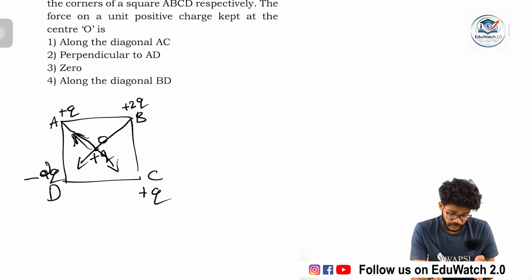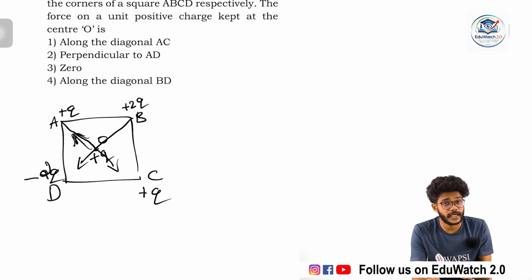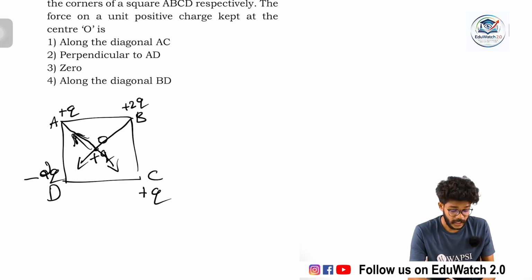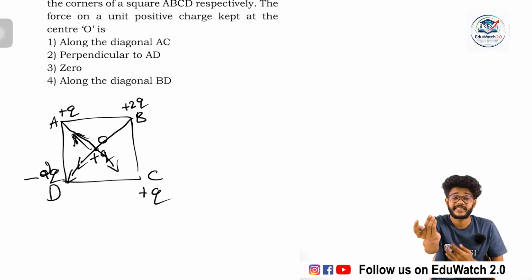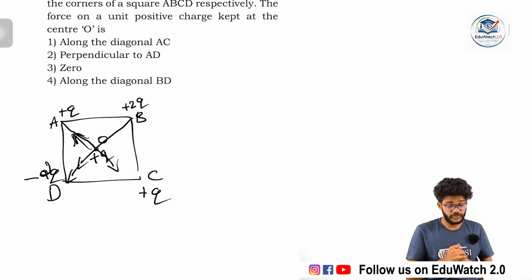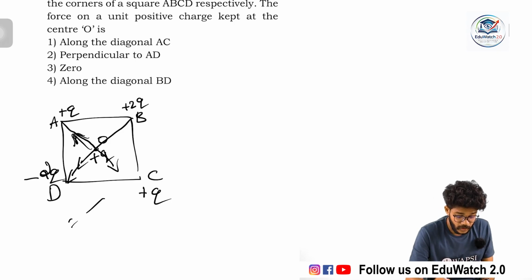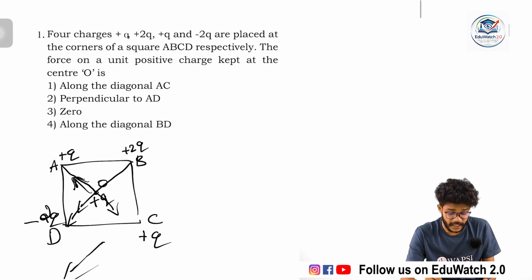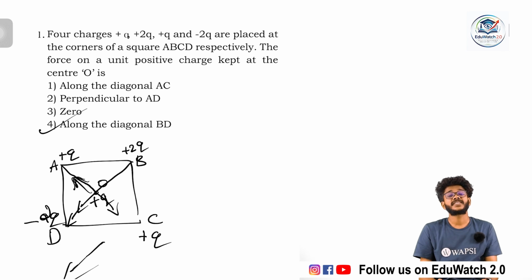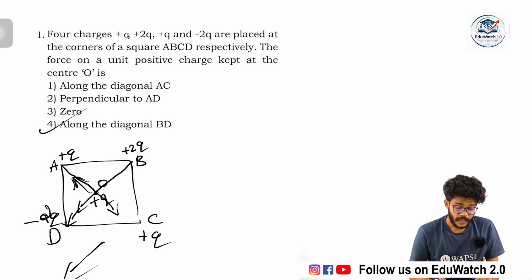see, the minus 2Q and plus Q at the center, minus Q will attract the plus Q towards. That means that is an attractive force. Okay, that means plus Q is attracted towards minus 2Q. Okay, that means the plus Q will start to move towards minus 2Q. So the net force is along from B to D. Okay, along the diagonal BD. So option 4 is the correct answer, along the diagonal BD.